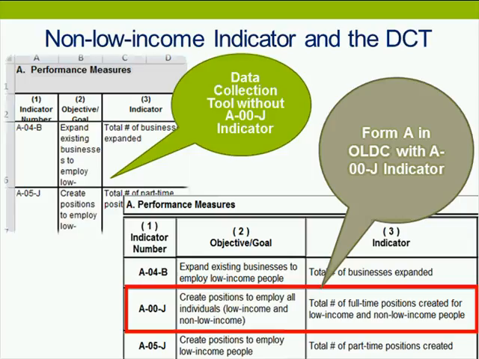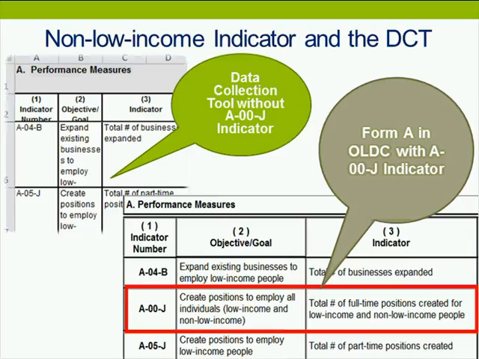So now we'll talk about the non-low income indicator and how that relates to the data collection tool, like we've mentioned a few times throughout this presentation. You should only include information on jobs created for and filled by low-income individuals in the data collection tool. So this is very important because every indicator except for one in Form A of the PPR asks you to collect data specifically about low-income individuals.